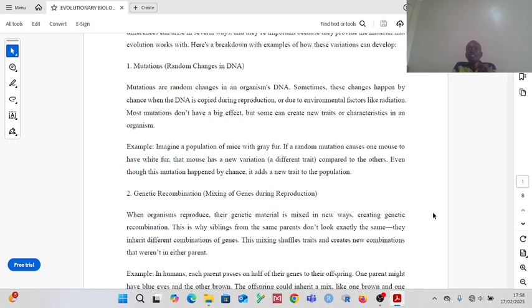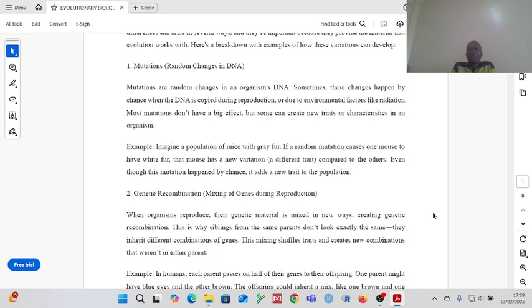But there are some mutations which can create new traits, new characteristics in an organism. These mutations that create a new trait, a new phenotype in an organism, are mutations occurring in regions of the DNA which code, the coding regions. So possibly that is a mutation happening within a gene or an intron sequence of the DNA.